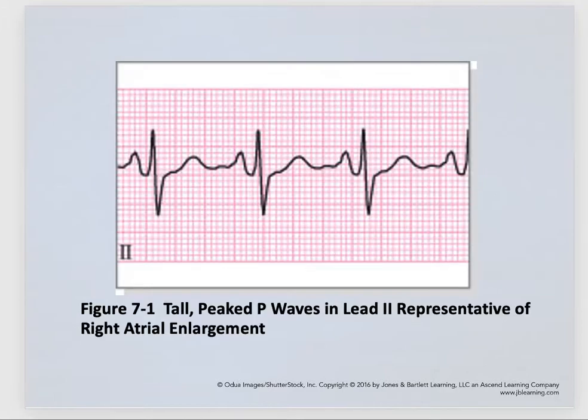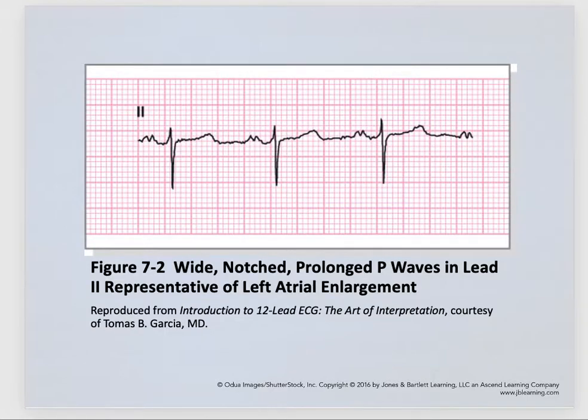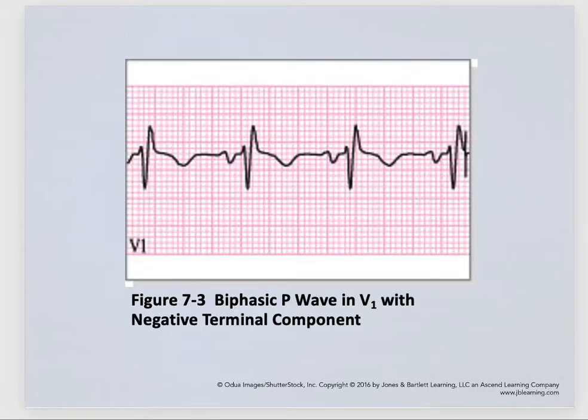So right atrial enlargement, pretty much tall P waves, right? We've got the tall P waves. In left atrial enlargement, you notice the P wave is now notched, right? So that's kind of what we're looking at there. This is what we call a biphasic P wave, where you can tell by that P wave, right? If you can see my cursor on my screen, a hump up and then a hump down is a biphasic P wave.